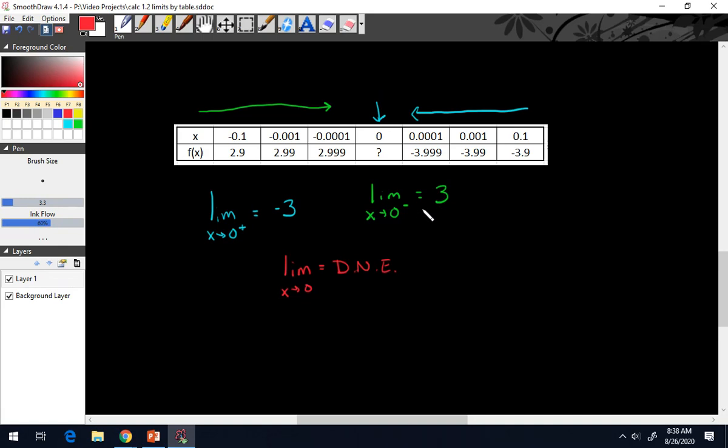Okay, so there's three quick examples of doing limits by table.